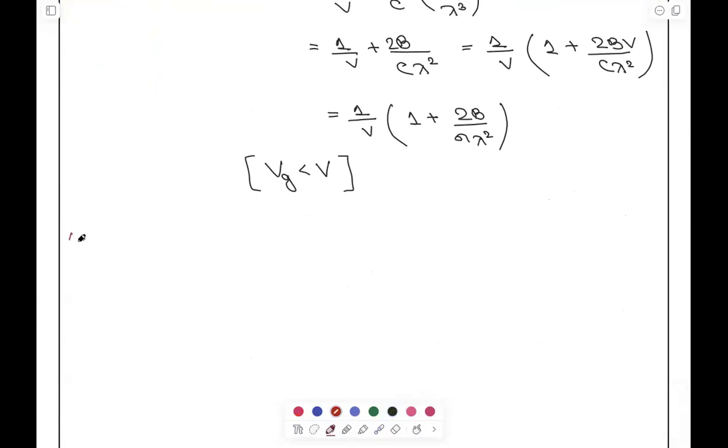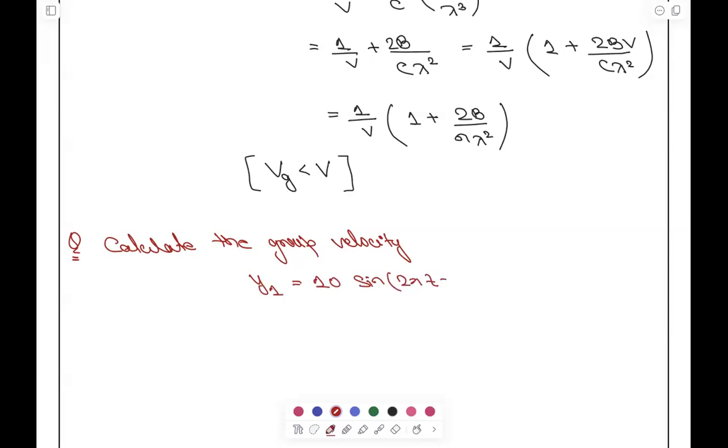ओके, now few questions are there, करो सॉल्व करो। Calculate the group velocity. y1 is 10 sin 2 pi t minus 5x and y2 is 15 sin 5 pi t minus 5x. Solve it.